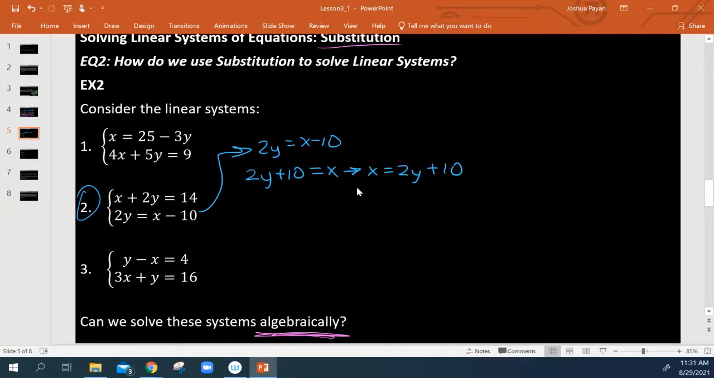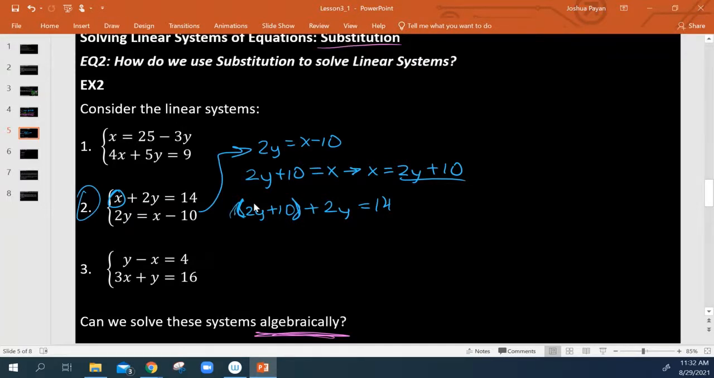I don't know if you're like me and you maybe like to have the variable on the left. But anyway, so we know what x is. So I can go ahead and plug in x over here in the other equation in the system. So x, which is 2y plus 10, plus 2y is equal to 14. Now I only have one variable and I can easily solve for it, which is y. Okay, so I don't need these parentheses. There's nothing being distributed into them. So I'm going to go ahead and just drop them.